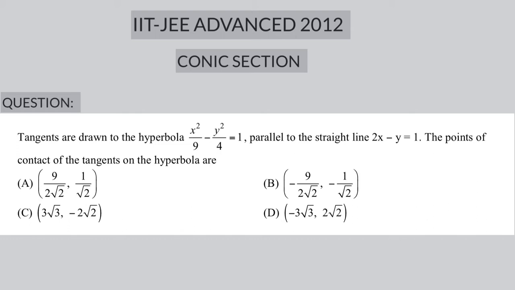You need to remember here the tangent of the hyperbola x square by 9 minus y square by 4 equals 1 is parallel to the straight line 2x minus y equals 1. The slope of this line will be equal to the slope of the tangent of the given hyperbola.